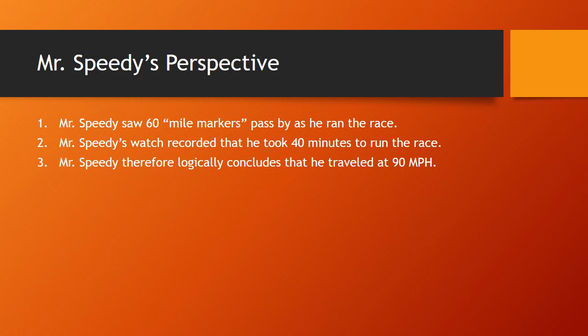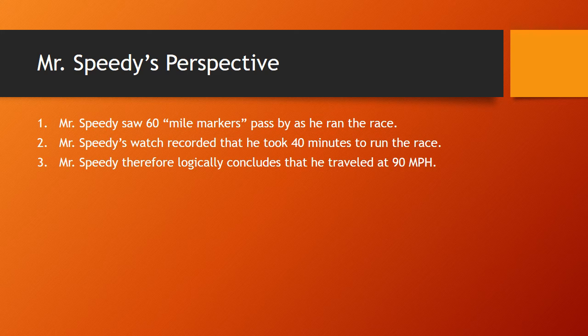Mr. Speedy, however, would have seen things differently from his perspective. As he zipped down the racetrack, he would have counted, as did all of the racers, 60 mile markers passing by on his journey. And his own clock would have recorded that it took him 40 minutes to pass those 60 mile markers. So from Mr. Speedy's perspective, he indeed did achieve his stated speed of 90 miles an hour.